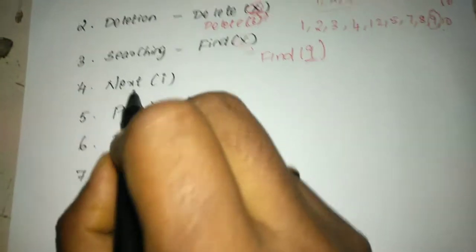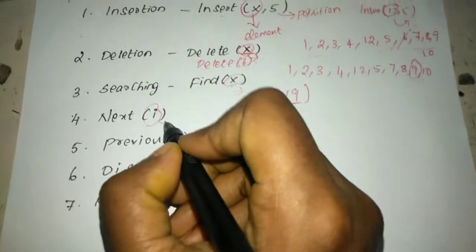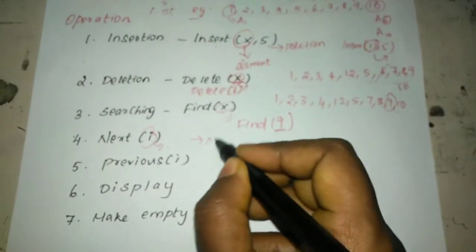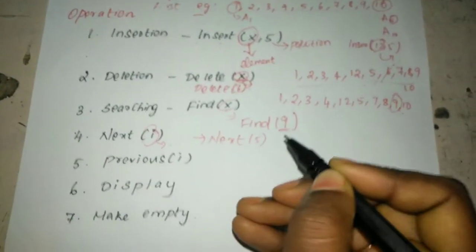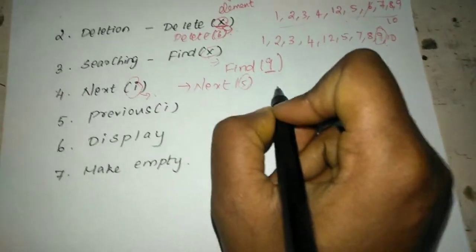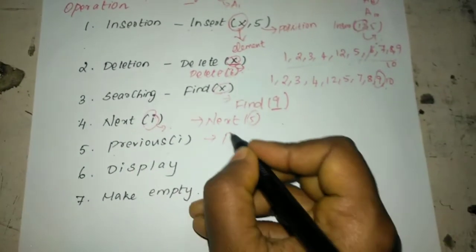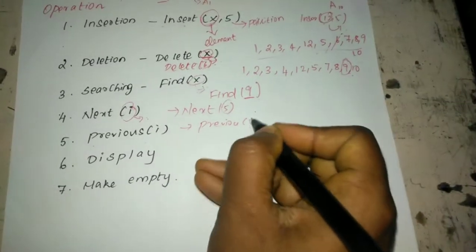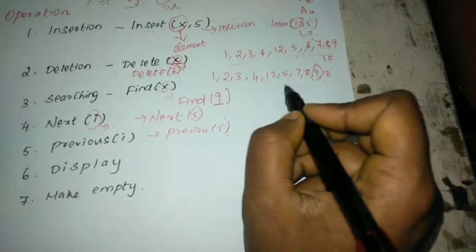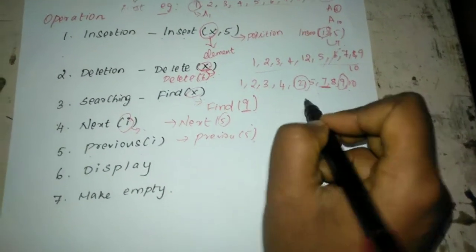Next operation is next of i. Here i is also an element, and it tells what the element next to that element is. For example, if I give next of 5, it will return the element in the position after element 5. Then previous of 5 means the element before element 5 in the list. For example, next of 5 will return number 7, and previous of 5 will return number 12.